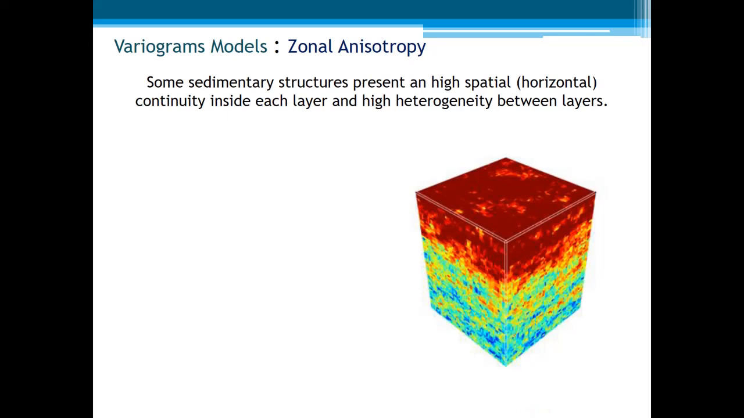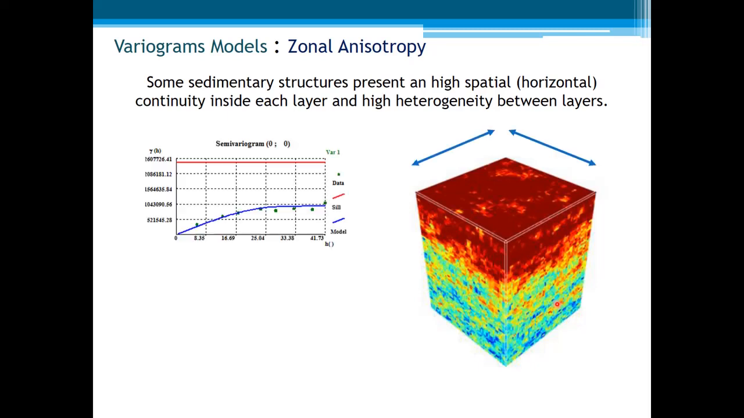Now we're going to see another type of anisotropy structure, the zonal anisotropy. Some sedimentary structures present high spatial horizontal continuity, like this one in this 3D picture. High spatial continuity inside each layer and high heterogeneity between layers. In this case, the horizontal variograms are calculated basically inside each layer. They do not cross heterogeneous values between layers.